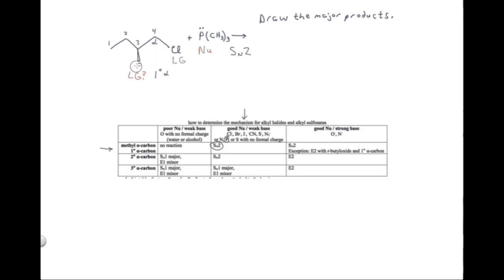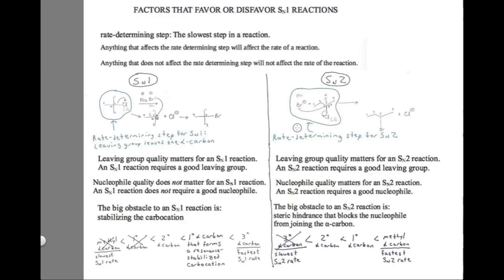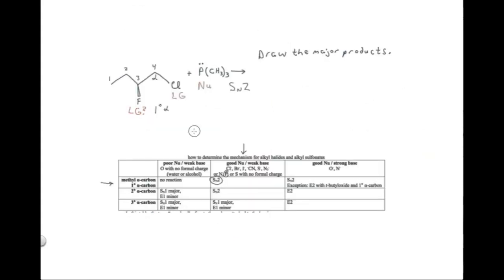Could we use the fluorine as the leaving group for the mechanism? Well, remember that both an SN1 reaction and an SN2 reaction require a good leaving group, because the leaving group participates in the rate determining step for both SN2 and SN1. But we know that fluorine is not a good leaving group. Therefore, no, we cannot use the fluorine as the leaving group for this reaction, and therefore we cannot use carbon 3 as the alpha carbon for this reaction.